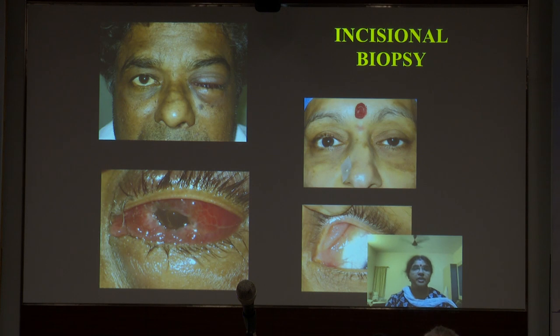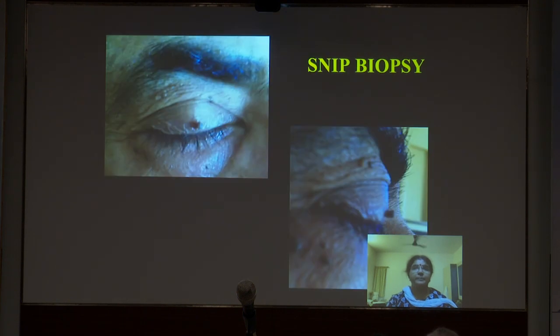Now, this gentleman had an AML, and this needed only an incisional biopsy followed by treatment for the leukemia. Here again, this lady came for a ptosis correction, but on eversion we found lymphoma in the palpebral conjunctiva, which had to be excised, and she underwent further chemotherapy.